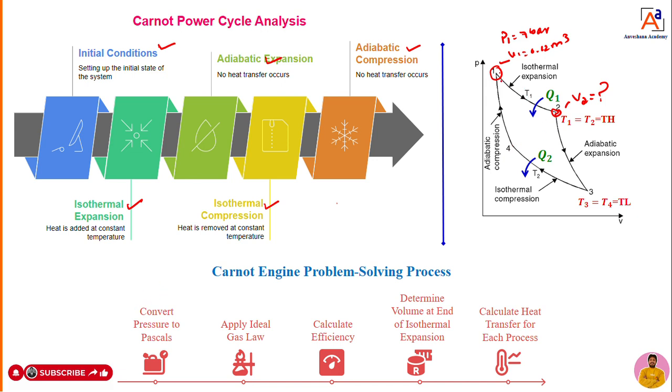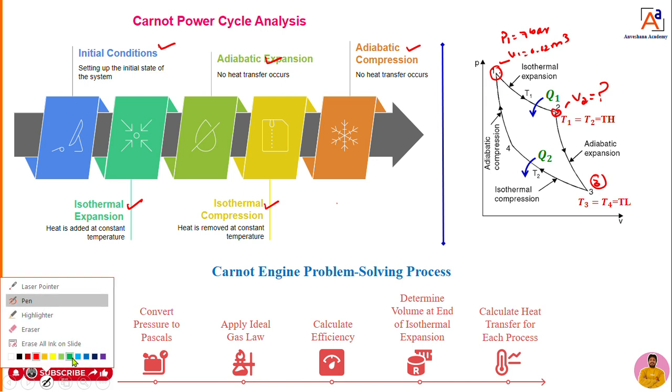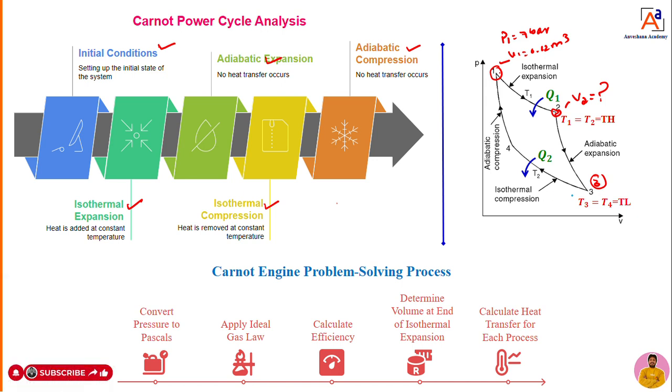Now, what you have to do then? From 1 to 2 is isothermal expansion, then 2 to 3 is adiabatic expansion. These two processes are expansion. Two processes are compression: from 3 to 4, isothermal compression, and again 4 to 1 is adiabatic compression. These four processes are very important to do the calculations here. So, first step, what you have to do here now? Here is one thing you have to do.